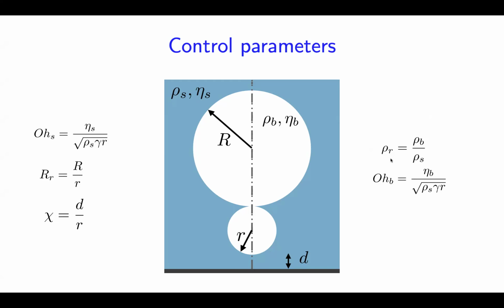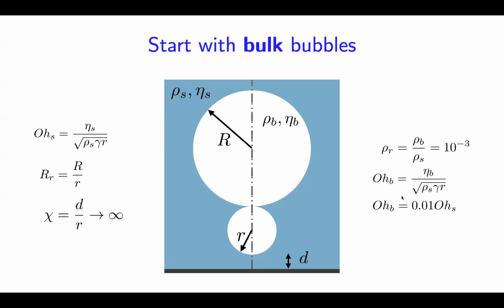And then, of course, there are two more control parameters. One is the density ratio between the bubble and the surrounding medium, and the other is the Ohnesorge number of the bubble. In the context of this work, we can think of the Ohnesorge number as a dimensionless viscosity of the fluids. Throughout this work, we are going to keep this density ratio constant at 1e-3, to mimic an air-water system. Similarly, we are going to keep the ratio of the Ohnesorge numbers constant at 0.01, again to mimic air-water systems.